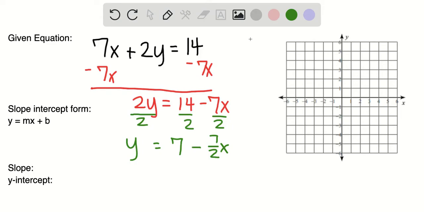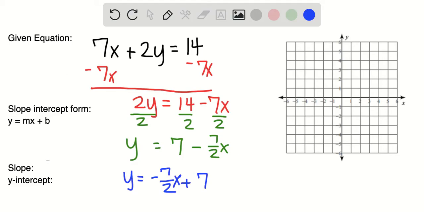So I'm going to switch those around real quick so we can get our final answer of y is equal to negative 7 over 2 plus 7. Okay, so now I have it. Oh, I need to include my x here with minus 7 over 2x. Don't forget that. Now I can go ahead and determine my slope and my y-intercept.